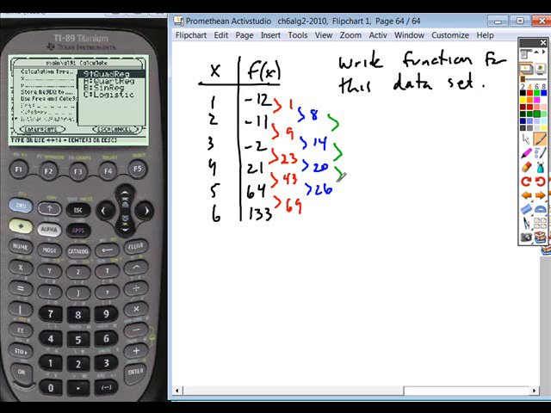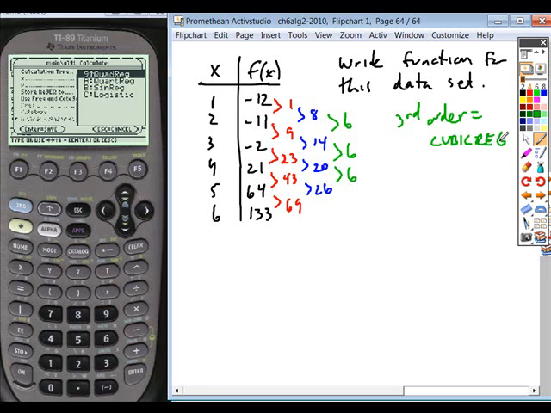Let's go to the third order. 8 to 14 is 6, 14 to 20 is 6, 20 to 26 is 6. So we finally found our consistent differences. So we have a third order. Remember, third order is equivalent to which type of regression? Cubic.